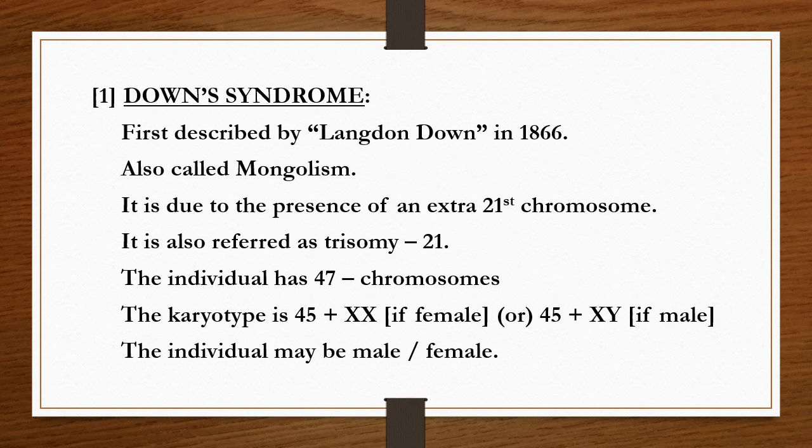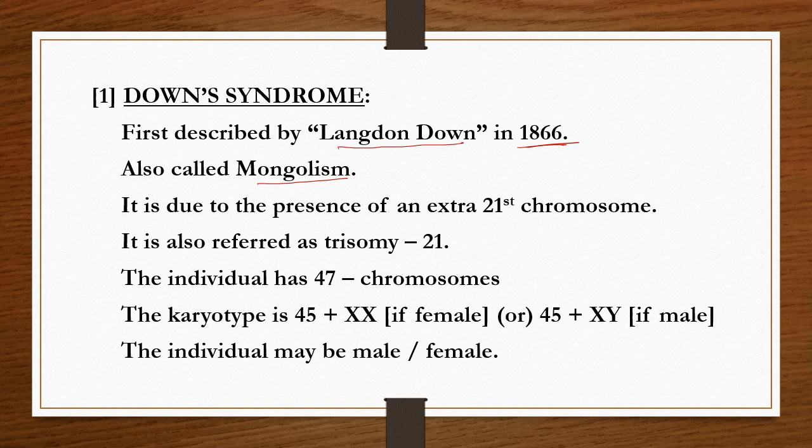Let's see the first syndrome due to aneuploidy of autosomes. That is Down's syndrome. This Down's syndrome was first described by Langdon Down, that's why the name Down syndrome was given, in 1866. This Down syndrome is also called Mongolism.